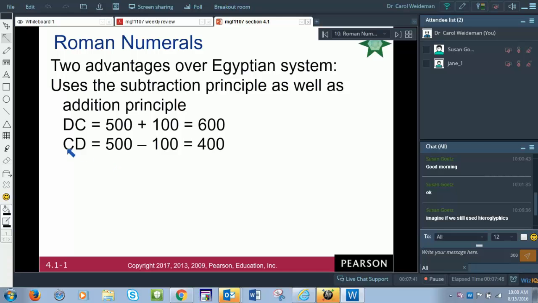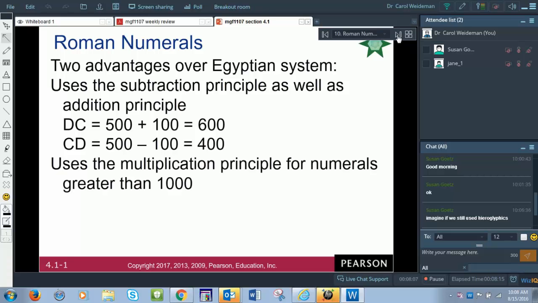And so if a symbol for a larger number comes after a symbol for a smaller number, then we know we're subtracting. So for instance here, this D is 500 and then the 100 comes after it, so we're going to add. Here the 100 comes before the 500, so that tells us we're subtracting. So that's a real advantage. Instead of having to write out 4 C's, we actually only use 2 symbols to represent 400.